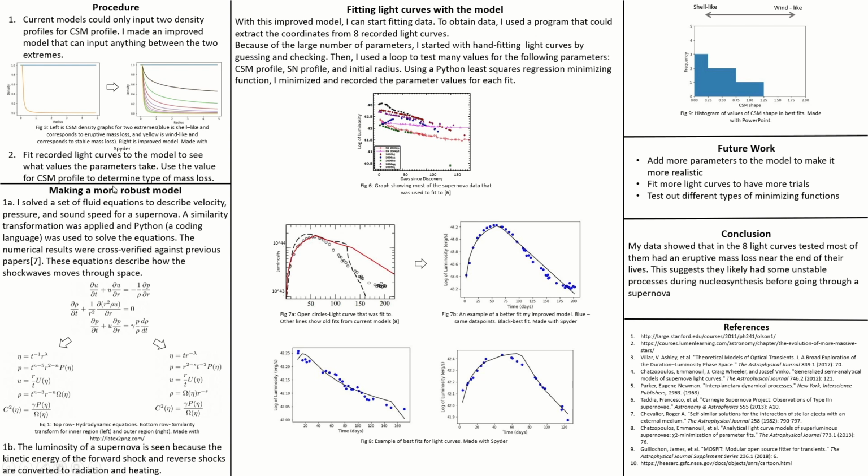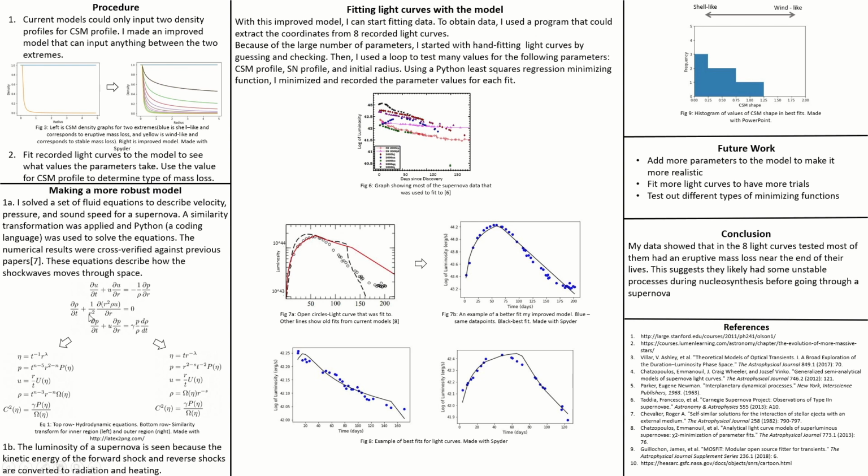To make a more robust model, I solved a set of fluid equations that describe the velocity, pressure, and sound speed for a supernova. A similarity transform, which gets rid of units, was applied, and along with Python, which is a coding language, was used to solve the equations. The results were cross-checked with previous authors, and these equations describe how the shockwaves move through space, and they are shown in equation 1 at the top.